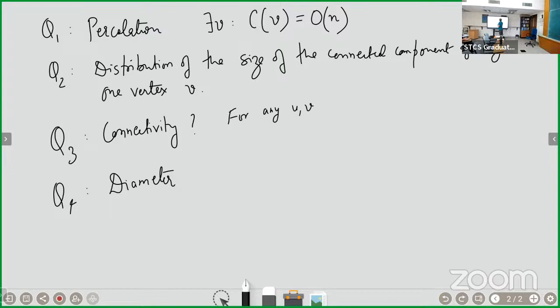For U comma V, there exists a path. That's my connectivity. There are no isolated nodes. I can go from any node to any other. And once I have connectivity, I can talk about diameter. What more can we do? Is there anything more you would like to ask?